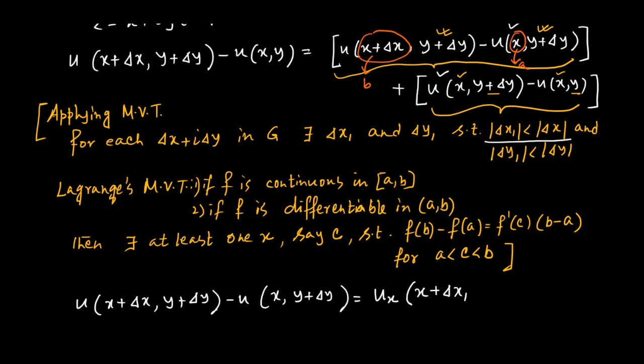So this x plus delta x1 will be higher than x and lesser than x plus delta x. This is my a, this is my b, this is my c. So if we apply Lagrange's MVT, we will get this kind of an expression, and for the other term, the y value, that is y plus delta y, remains fixed here. So into this b minus a, as per Lagrange's mean value theorem. What is b minus a? It is x plus delta x minus x, so that is delta x. So is it clear? It's just an application of Lagrange's mean value theorem, nothing else. So if we apply it, we will get this.